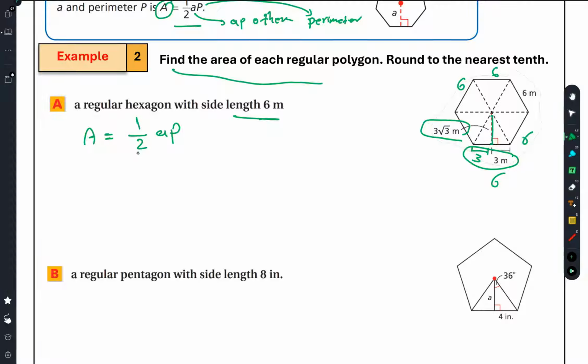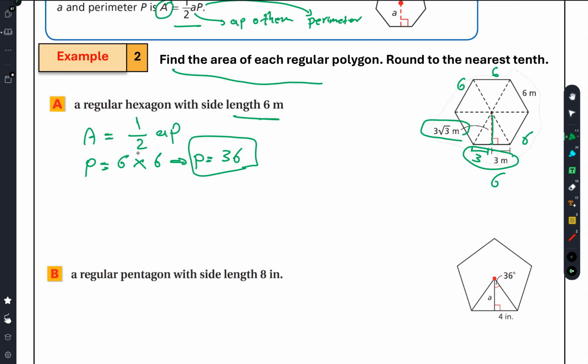Okay, so P equals how much? Since it's a hexagon, it has 6 sides. So this is 6 times each side. How many length? It's 6. So 6 times 6, we found P equals 36.